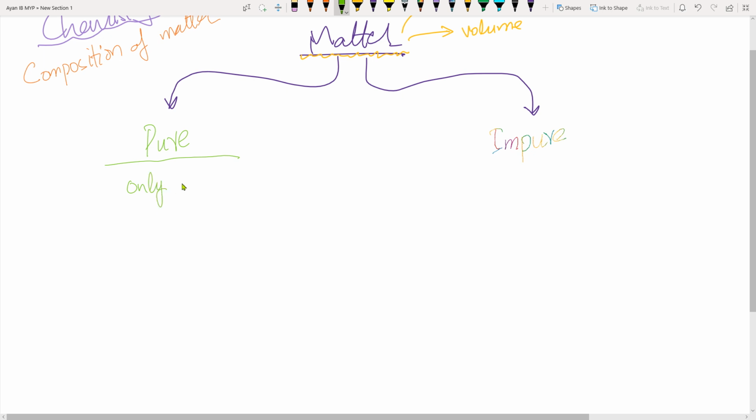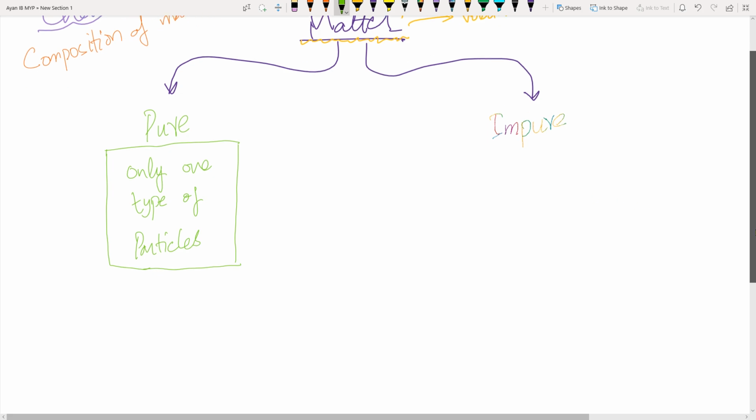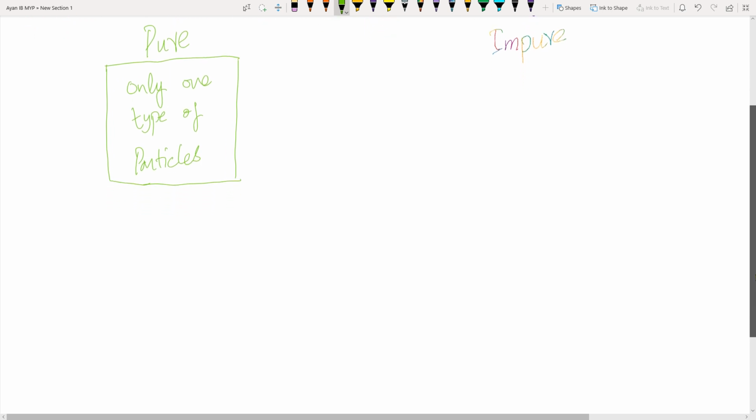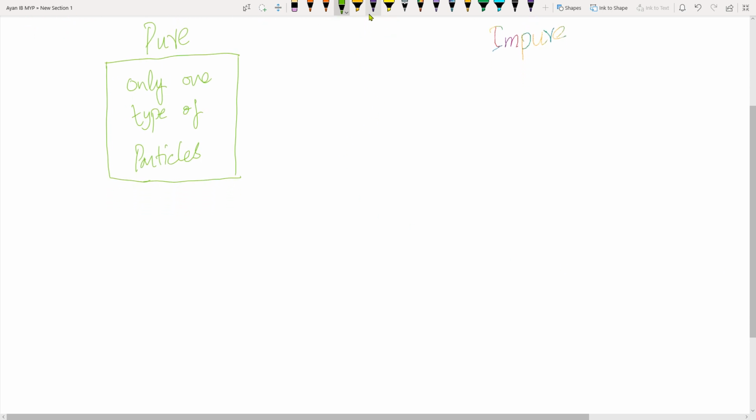our logic is going to be only one type of particles, because we do know that all matter is composed of particles. We call them atoms, we call them molecules or whatnot. So we're going to classify what they really are, and then we're going to fix them up on the periodic table, and see how the periodic table is arranged and why it is placed in that way.